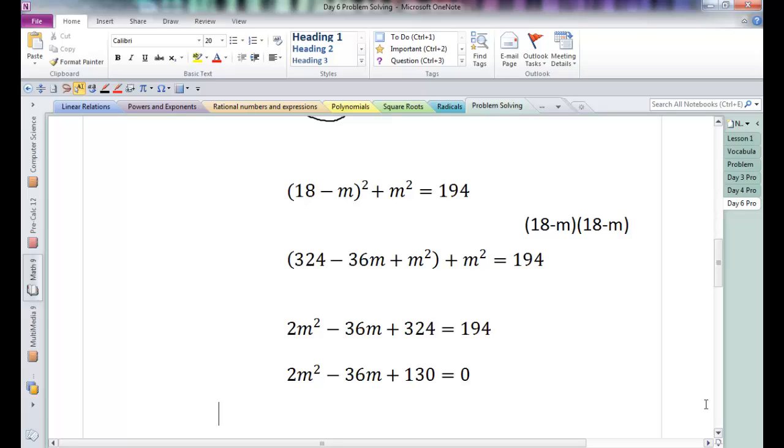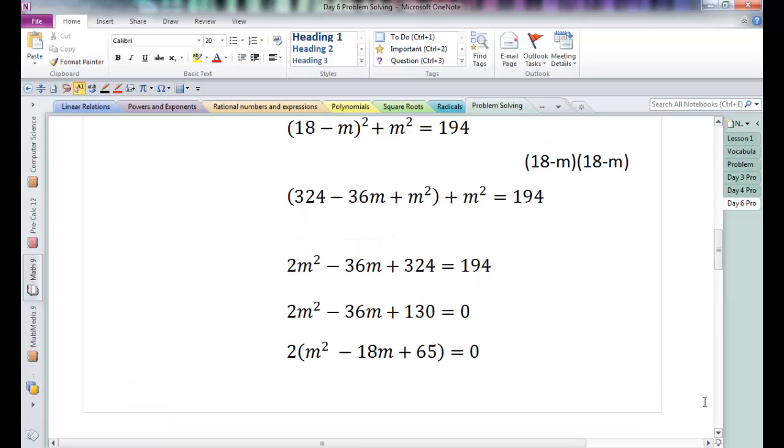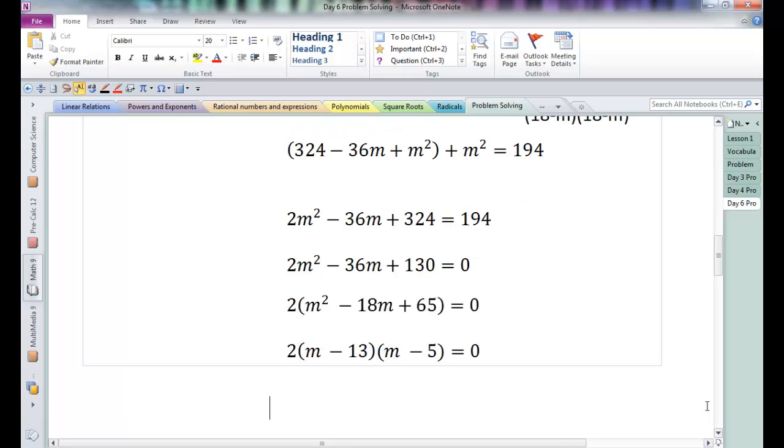Now you should recognize this from our factoring unit, and we factor this down. Let's take a 2 out of everything, and we get 2 times m squared minus 18m plus 65 equals 0. Now we can factor that trinomial. Remember, it's two numbers that multiply to 65 and add to negative 18. You can pause the video if you want, but if you do a little bit of thinking, you'll come up with 5 and 13. And so we get 2 times m minus 13 times m minus 5 equals 0.